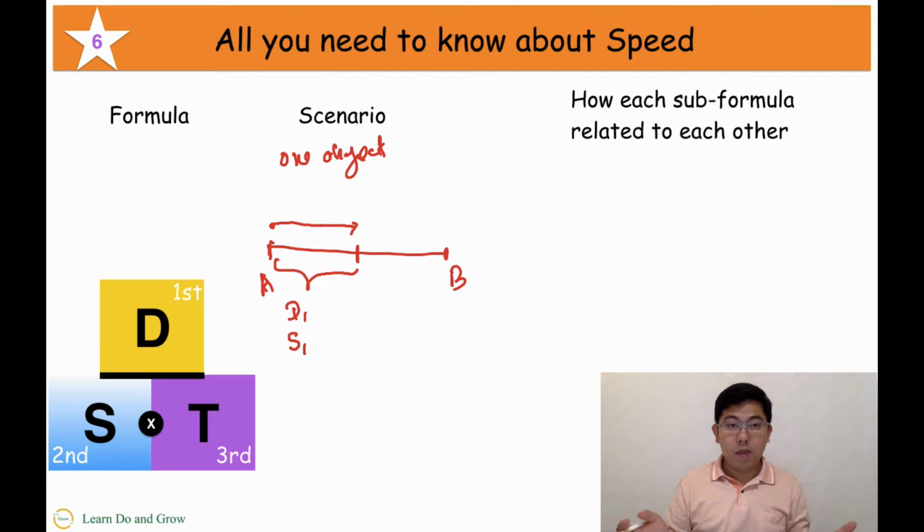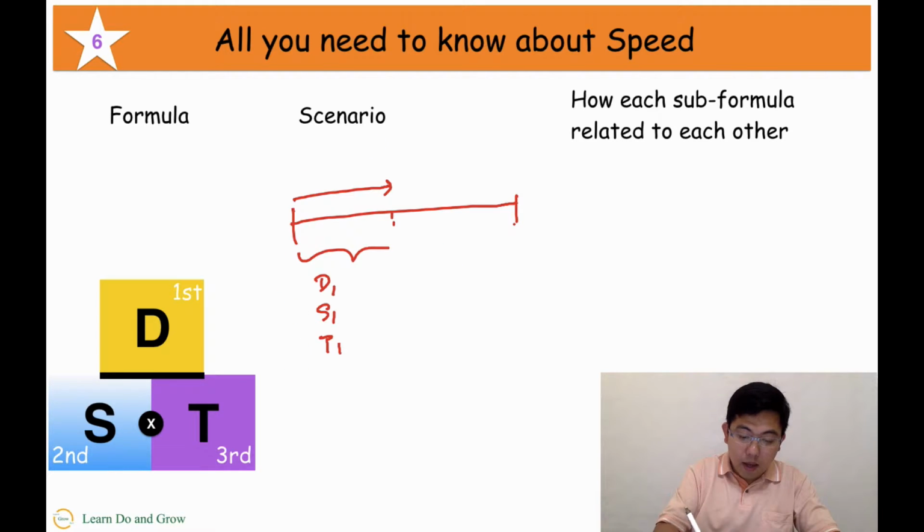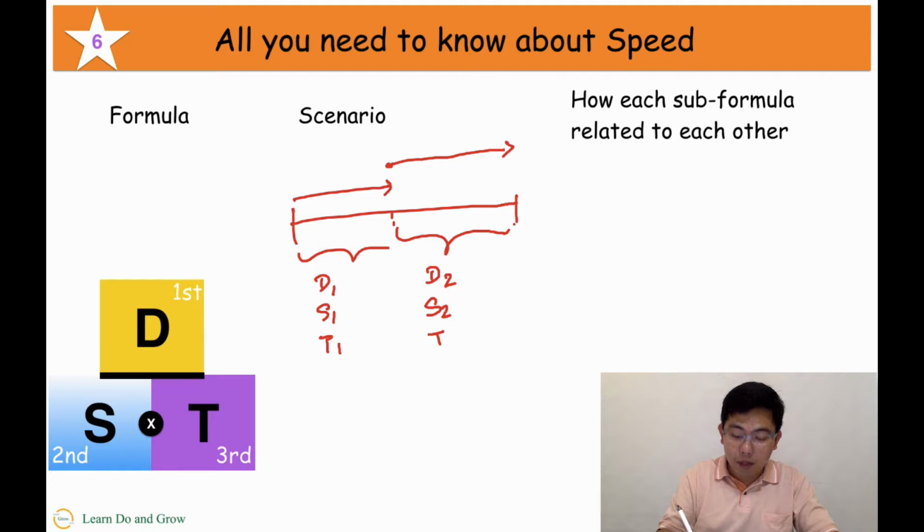S1, speed 1. And when it travels, of course, it takes time. So over there, it should be T1. And the rest of the object will move here. When it moves here, of course, there is another D2, and it travels at S2, and it takes a certain time called T2.